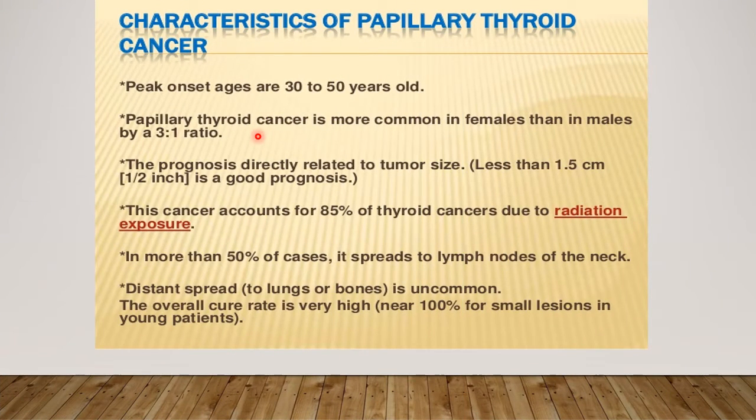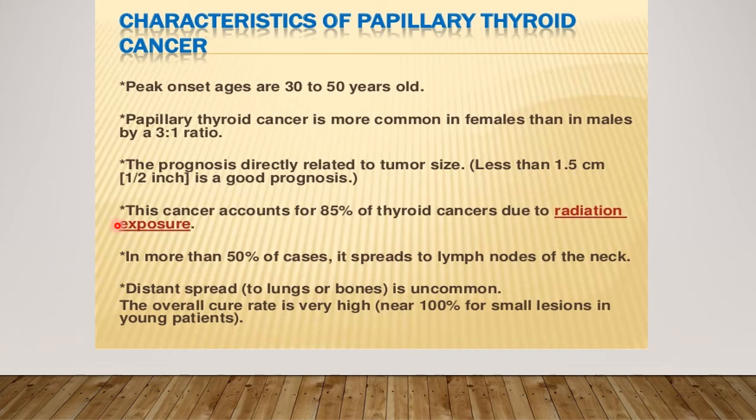Next, we come to the characteristics of some of the tumors or cancers of the thyroid. First, the most common is papillary thyroid carcinoma. The peak onset age is between 30 and 50 years. Papillary thyroid cancer is more common in females than in males, a ratio of 3:1. The prognosis is directly related to tumor size. In most studies, it's found that the smaller the nodule, less than 1 centimeter, the better the prognosis.